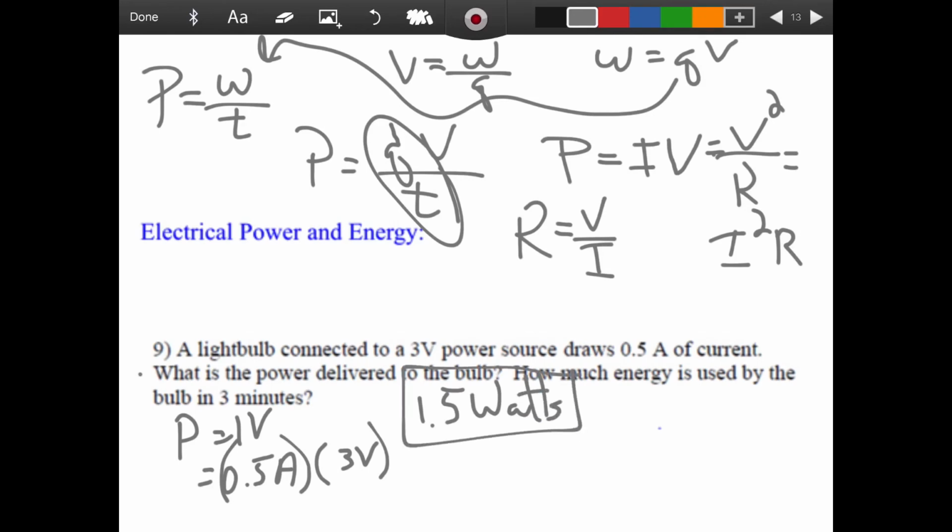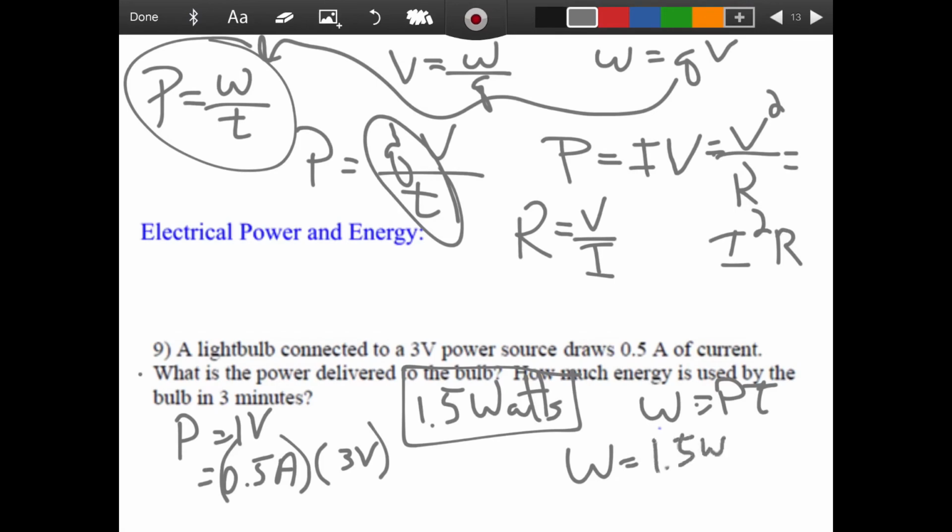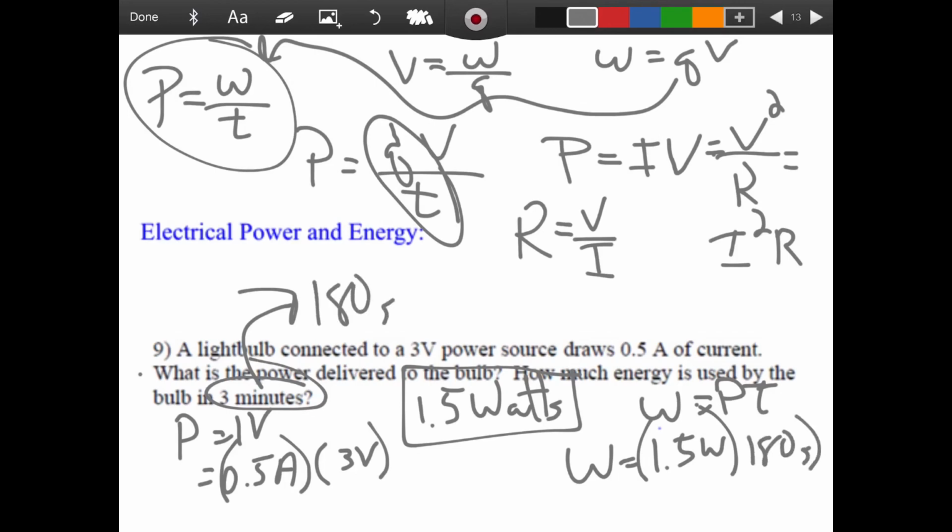And then how much energy? Remember, energy is work, which we can rearrange this formula and get work equals power times time. Plug that in. We got the power, which is 1.5 watts, times the time, 3 minutes. But remember, we don't care about minutes. We want to convert that to seconds, so 3 times 60. Multiply that out, and we should get 270 joules of electrical energy.